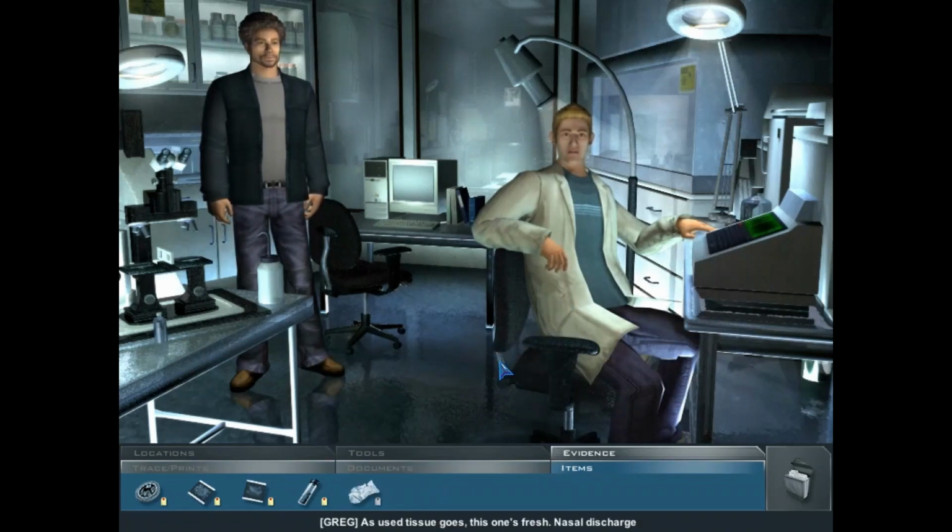As used tissue goes, this one's fresh. Nasal discharge clear and yellow. Means not a cold. Allergy sufferer, most likely. But I found something else. White powder traces. Drugs? We're not talking coke. Not recreational, medicational. C5H9N3, Maxamine. Experimental drug treatment used in clinical trials. Serious health issues. Malignant melanoma, certain forms of leukemia.